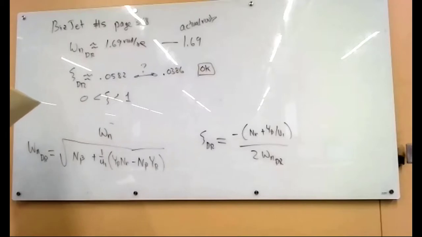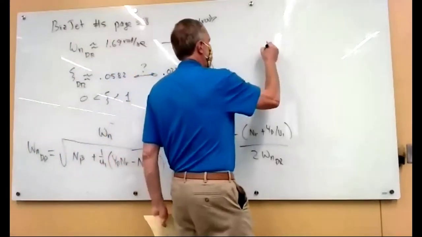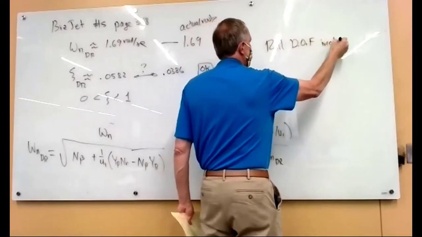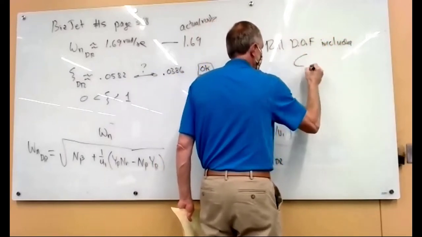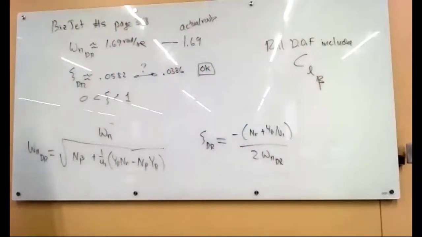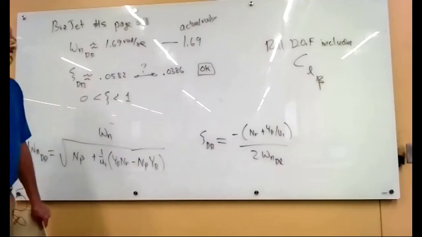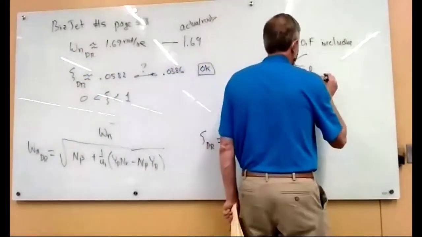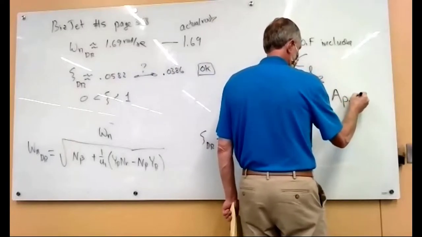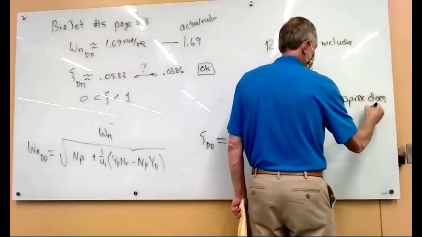The reason that you get a little bit different number is that when you're neglecting the roll degree of freedom, this neglects. So that roll degree of freedom includes C_L beta, because that's in the rolling moment equation. And we know that's an important stability parameter. So you're losing a little bit of damping from that. So the approximation does not.